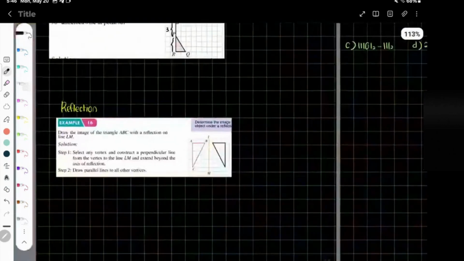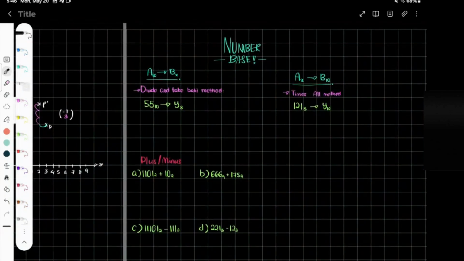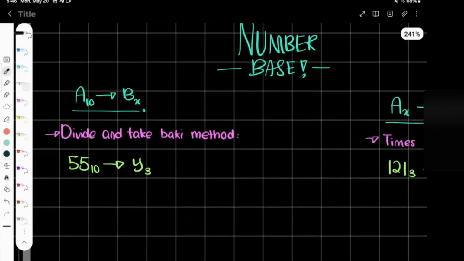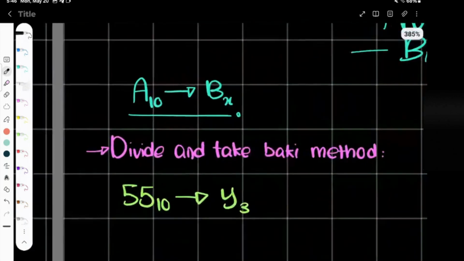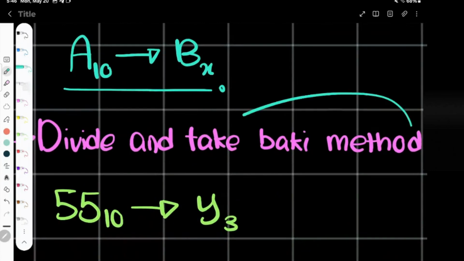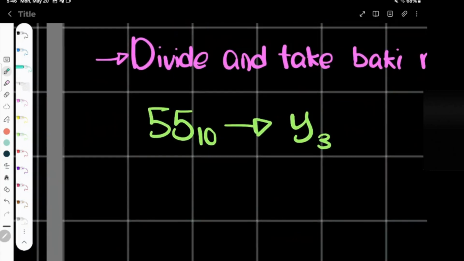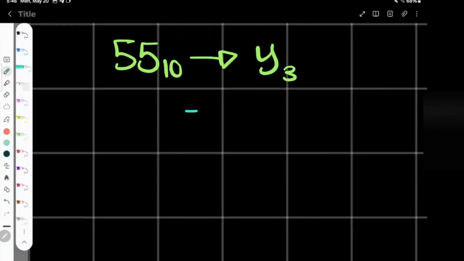And the last one, actually, I'm just going to touch on this a bit. Number bases, just to make sure you remember. Any number that is base 10, to convert to any other base, you have to divide and take the remainder, the baki. You have to use this method. Let me show an example: 55 base 10. They want you to turn it into base 3. So how do you do that? You have to divide 55 by 3.